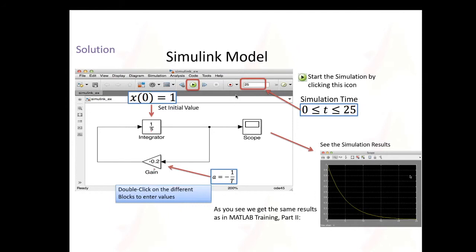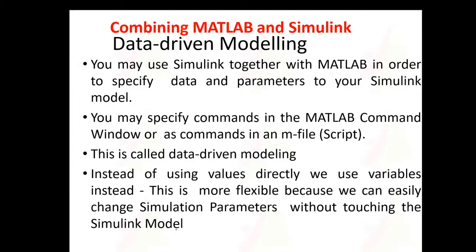If you double click, I already told that a equal to minus 1 by t. Double click on the different blocks to enter the values. Okay, so this is the 0.25. If you want to make it 0.5, you have to make it so. Okay, then this is a Simulink model, how to give the parameters.